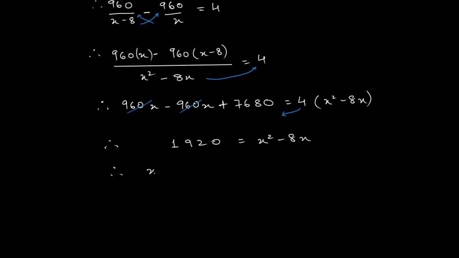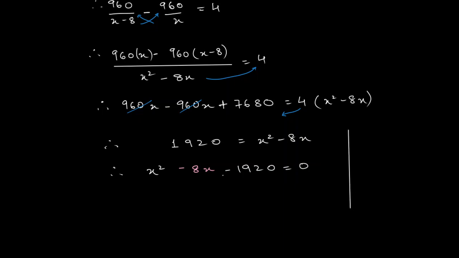It will be x square minus 8x minus 1920 equal to 0. So this is our quadratic equation in the standard form. x square minus 8x minus 1920 is equal to 0. So we will solve this by splitting the middle term, right?